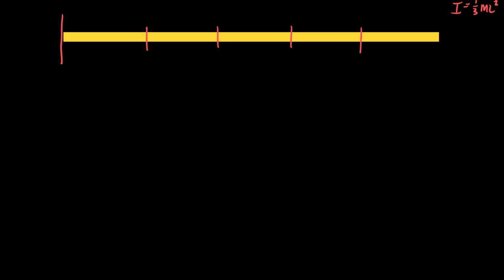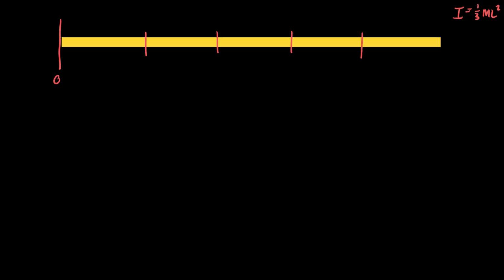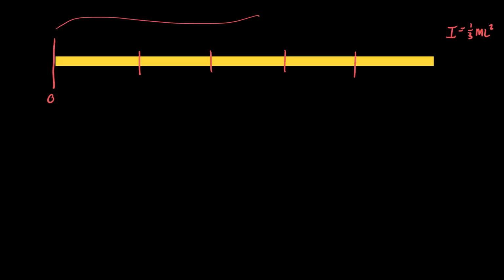All right. I'm taking a meter stick, and I'm going to break it up into 5 pieces. I'm going to say that this is 0. I'm also going to say that it's not a meter stick. It has length L and mass M. I want to get something that is comparable to 1/3 ML squared. Now, if I break my meter stick up into 5 equal pieces, how long is one of those pieces compared to the whole thing?